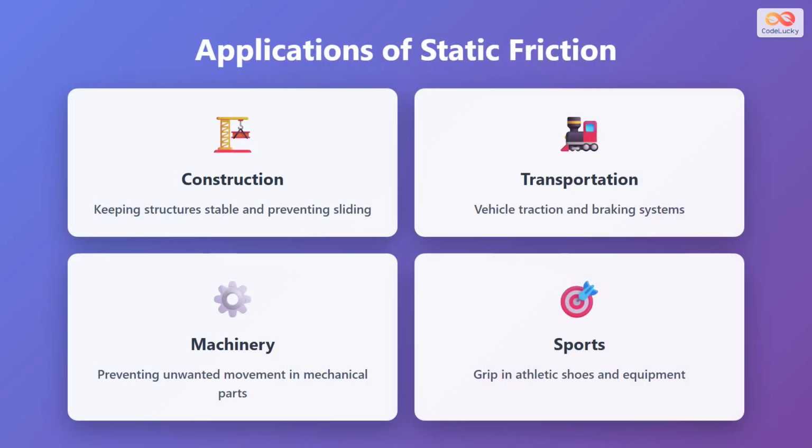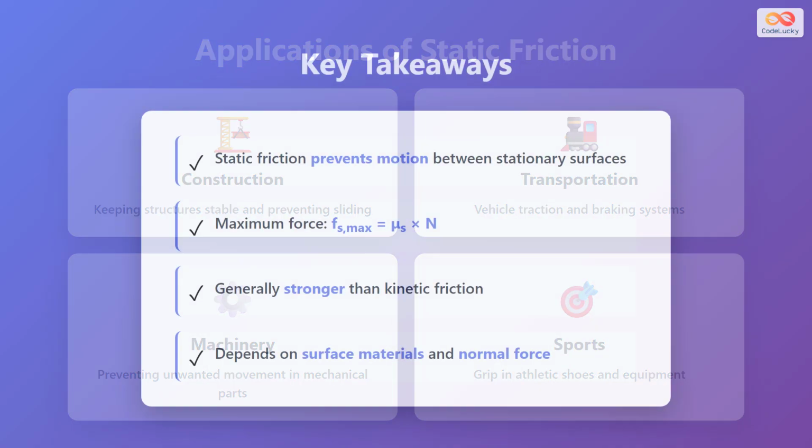Static friction has countless practical applications. In construction, it keeps structures stable and prevents components from sliding. In transportation, it provides vehicle traction and is essential for braking systems to work effectively. In machinery, it prevents unwanted movement in mechanical parts, ensuring safe and reliable operation. In sports, the grip provided by athletic shoes and equipment depends entirely on static friction between surfaces.